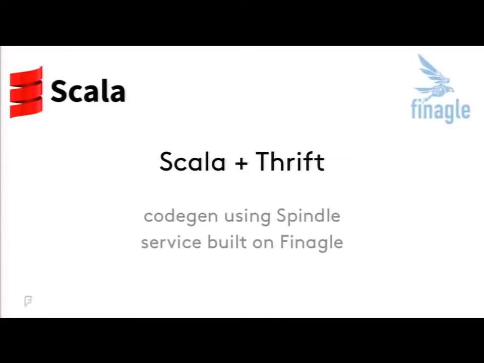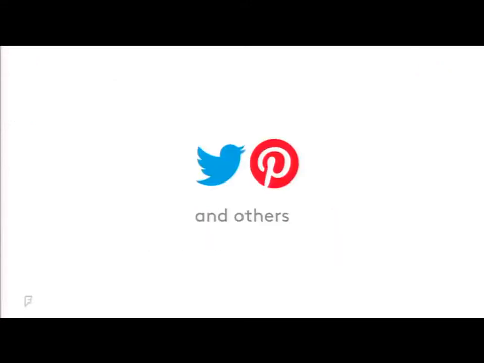It's written in Scala. Our interface definitions are in Thrift. We then code gen that Thrift to Scala using Foursquare's own Spindle library. And the service is built on Finagle, which is from Twitter. Outside of Foursquare, Twofishes is used at Twitter. It's used at Pinterest. And we continue to see growing interest from a bunch of startups and other fast-moving companies that are committed to open geo.